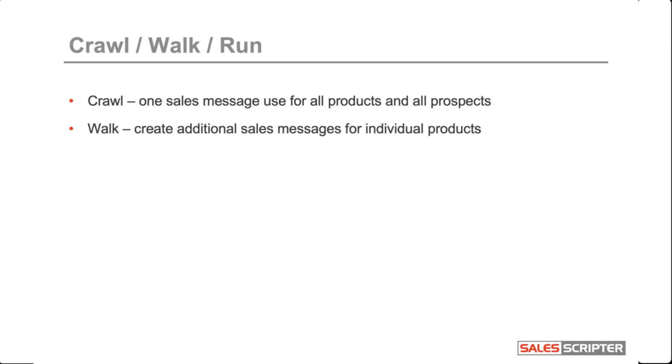The additional messages that you might want to create for your walk phase might be individual sales messages for different products that you sell. And once you're ready to go to the next level and you're ready to run, you could come back to this process, and this is where you might create different sales messages for the different types of buyers. So this is where you might want to create a finance department sales message or a manufacturing industry sales message.